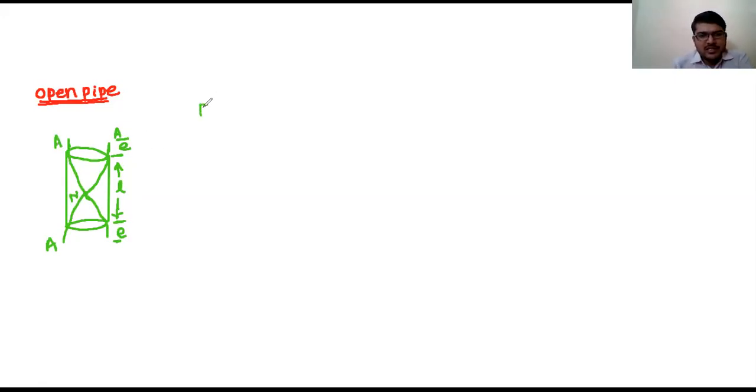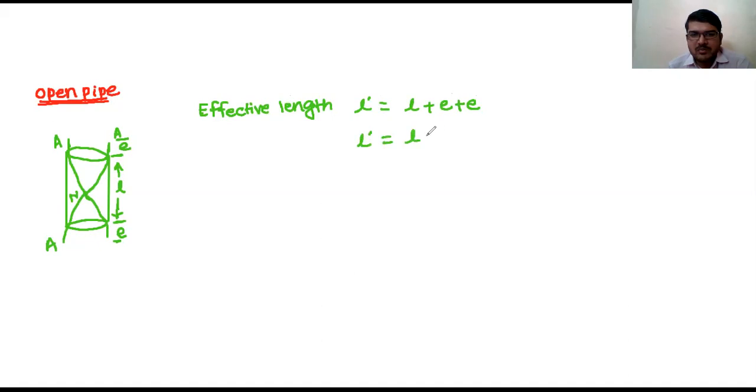So the effective length in this case of the pipe is L dash, equal to L plus e plus e. Yes or not? Because here the end correction is on both sides of the pipe, because it is open at both ends. So I am getting L dash equal to L plus 2e. I got this as the effective length, L plus 2e.